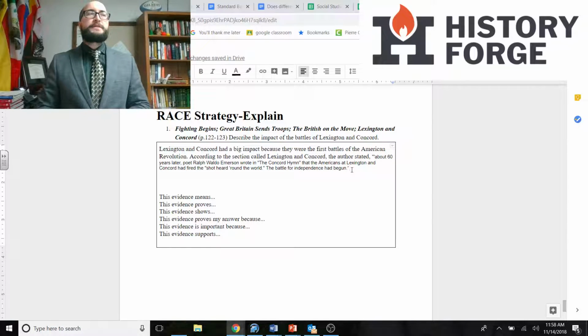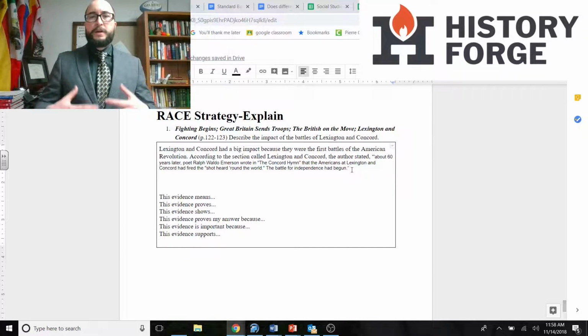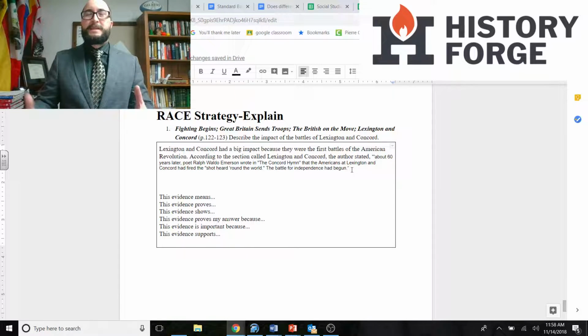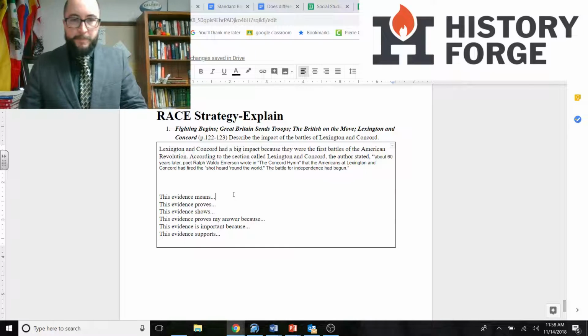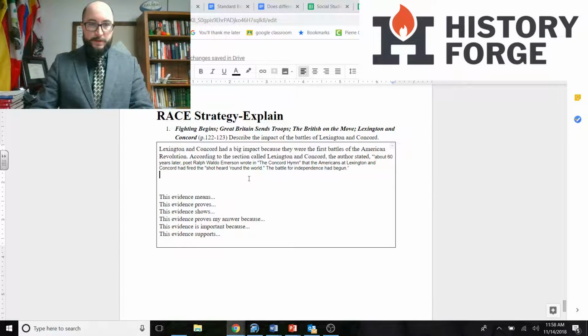Like I always tell students, imagine you're trying to explain this to a younger person. How could this quote show you that this is the first battle? Sometimes it seems a little obvious and silly, but there are good ways to explain it, and I'll show you how that's done. So, for example, "this evidence means." We could start a sentence that way. So let's do that right here.